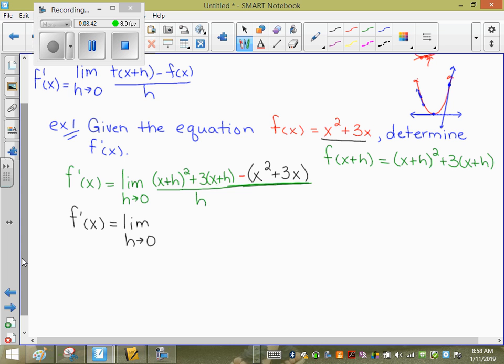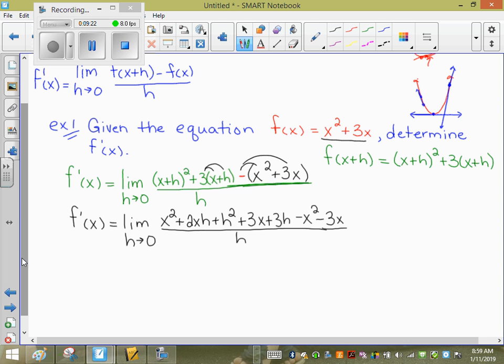So here it's going to FOIL. We're not going to write x squared plus h squared, correct? Because x plus h squared is x plus h times x plus h. So we're going to get x squared plus xh plus xh, so plus 2xh technically, plus h squared. Is everyone following me on that? I just FOILed the first bracket. Good. And we'll distribute our 3 in, plus 3x plus 3h. And then we distribute our negative sign in, minus x squared minus 3x, all over h.